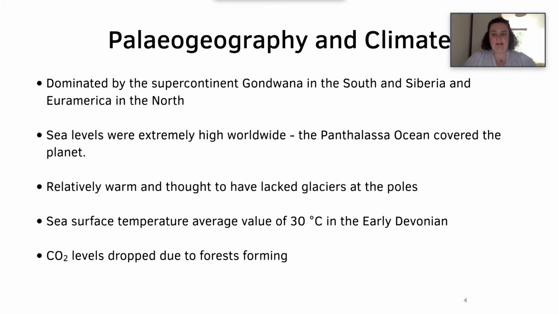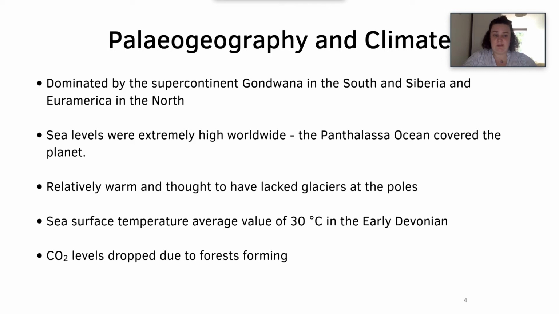So the paleogeography of the Devonian is dominated by the supercontinent known as Gondwana, which was to the south, as well as Siberia and Euramerica to the north. These continents were surrounded by the Panthalassic Ocean.